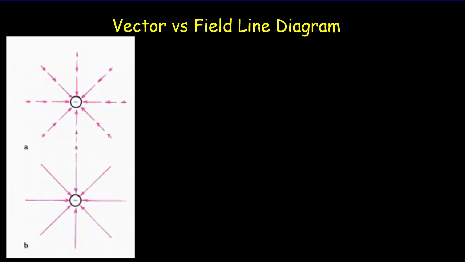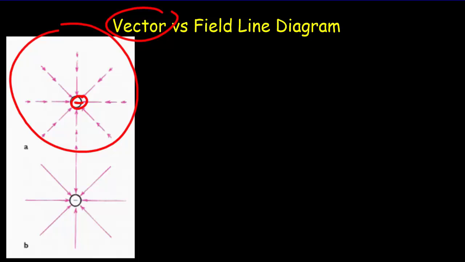Let's take the very simplest case. We're just going to have a single charge. We'll make it a negative charge. So here's our single negative charge. First of all, this one would be a vector field representation. And all that you're doing there is imagining bringing in the test charge. Let's say I put the test charge right here. It's a positive test charge.